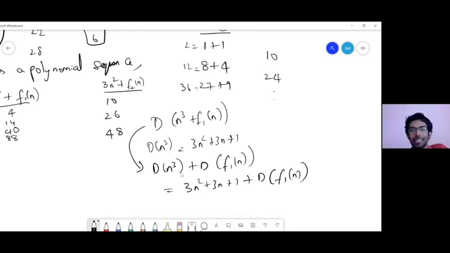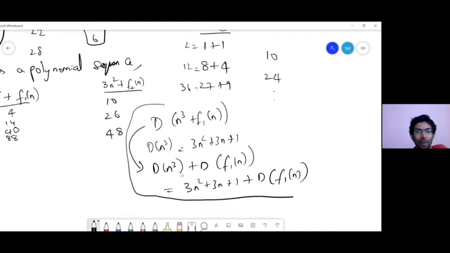From this, we can try to find the relationship between f1 of n and f2 of n. Now the question is, how do you find f1 of n in the first place?